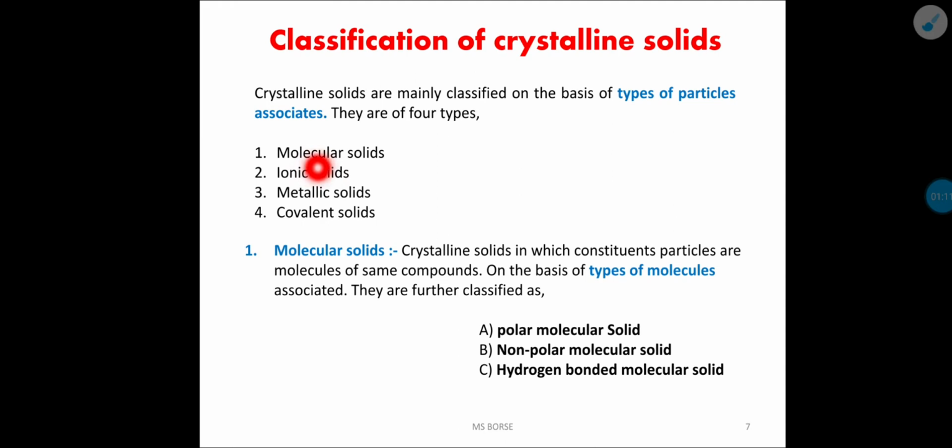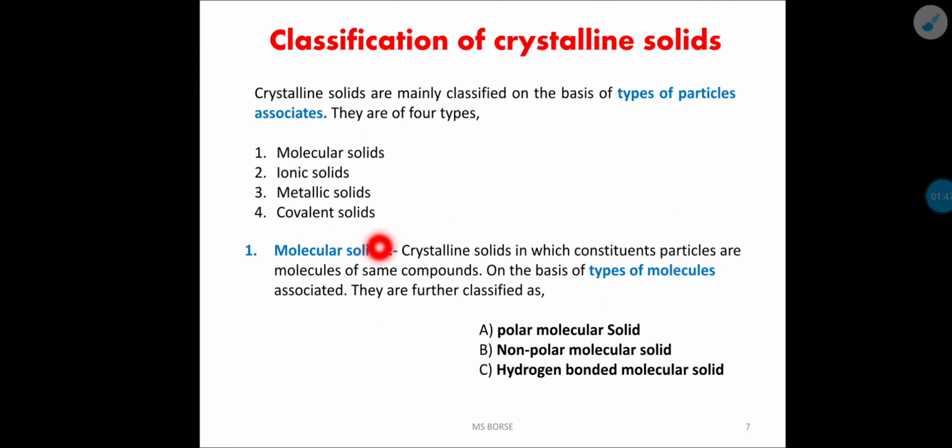Molecular solid means association of molecules to form a crystalline compound. Ionic solids means ions are associated in a periodic or definite order to form a solid, which is called an ionic solid. In a metallic solid, the reduced form of metals are associated to form a metal, called a metallic solid. For example, iron, copper, etc.